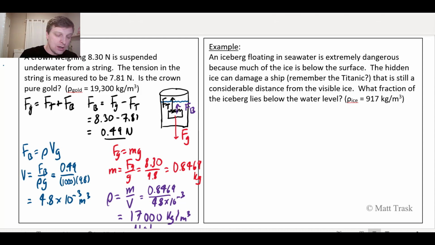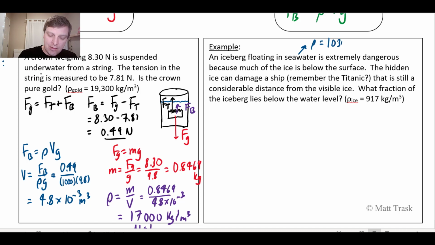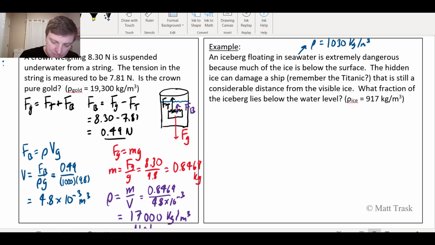It's floating in seawater, and so one thing we should recognize here, the density of seawater in this case is going to be 1,030 kilograms per cubic meter. If it was like pure water, maybe ice floating in a glass, it'd be slightly different. So the hidden ice can damage the ship, and that's because only a fraction of it's visible from the surface. So what fraction of the iceberg lies below the water level, and the density of the ice is 917 kilograms per cubic meter. So let's just draw a little picture here because pictures help.